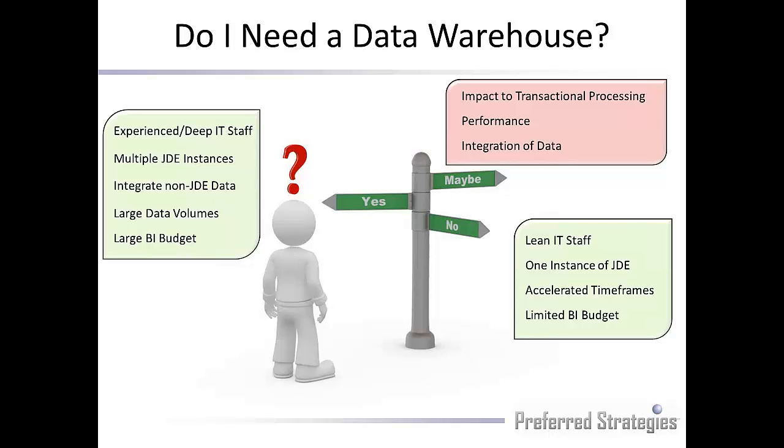If you've got a very lean team, some of our customers have one or two IT people that support all applications, so to add a data warehouse to the mix just really isn't in the cards. If you have one instance of JD Edwards, you want some quick wins, and you've got accelerated timeframes to get things in the hands of users, then that's not really where the data warehouse would make the most sense. And if you obviously have lean budgets related to BI, things to consider either way: impact of transactional processing, performance, integration of data. But these are all things that can be tested and validated by just running something direct versus a data warehouse.